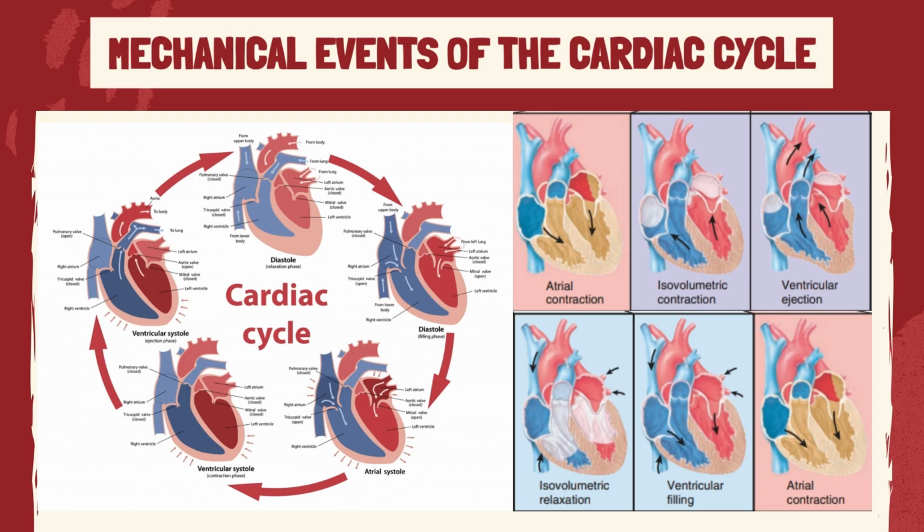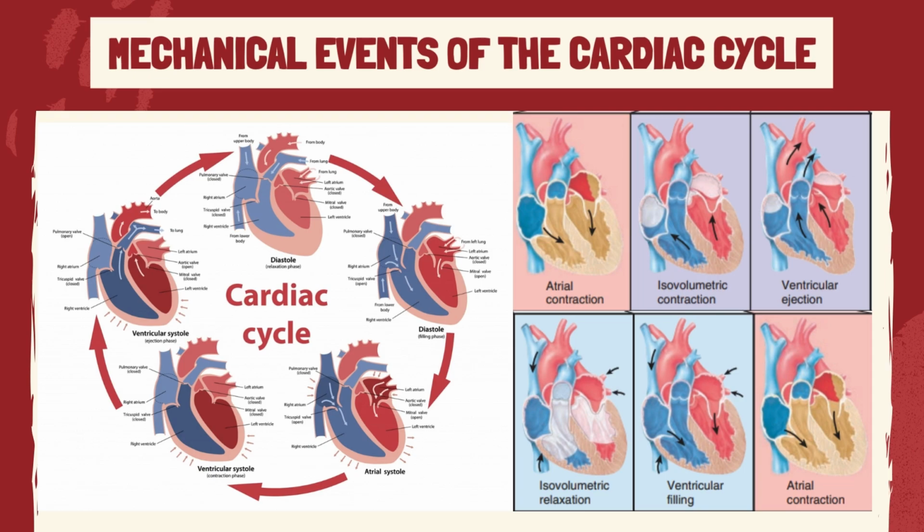For the mechanical phases of the cardiac cycle, phase 1, atrial contraction. The atria contract, pushing the remaining blood into the ventricle to ensure they are fully filled. For the second phase, isovolumetric contraction, the ventricle begins to contract but the AV and semilunar valves are closed. This causes a rise in pressure without any change in the volume of blood in the ventricles.